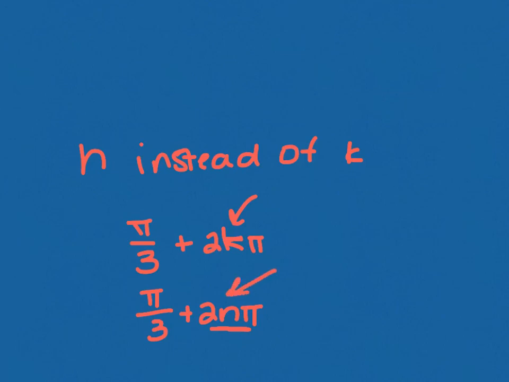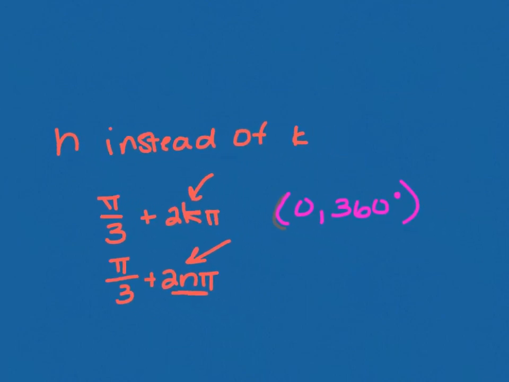And then also look for a restriction for degrees. So if it said instead of 0 to 2 pi, it says 0 to 360, now you're finding these angles in degrees. So if it was pi over 3, it'd really be 60 degrees. Just make sure you read your instructions carefully.